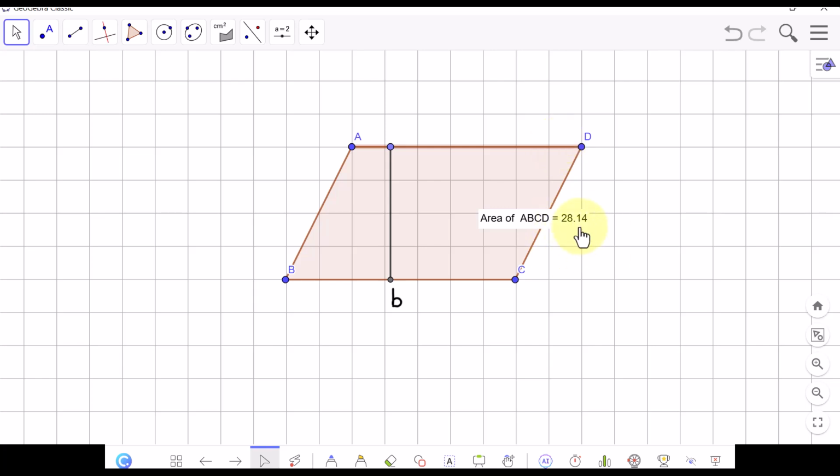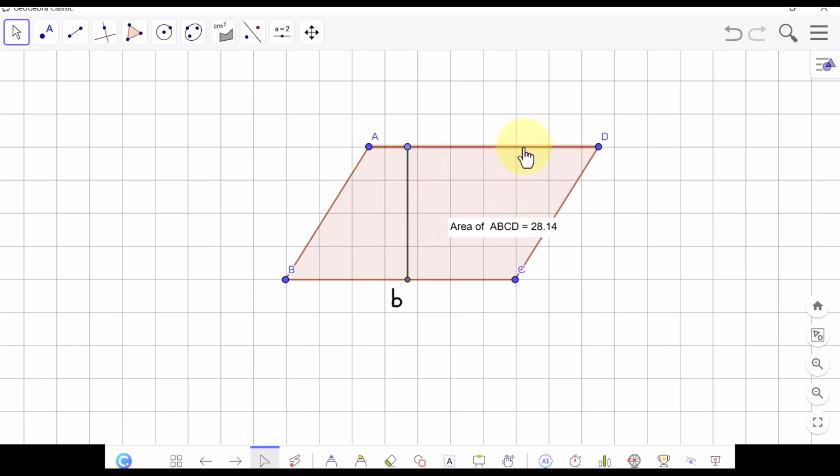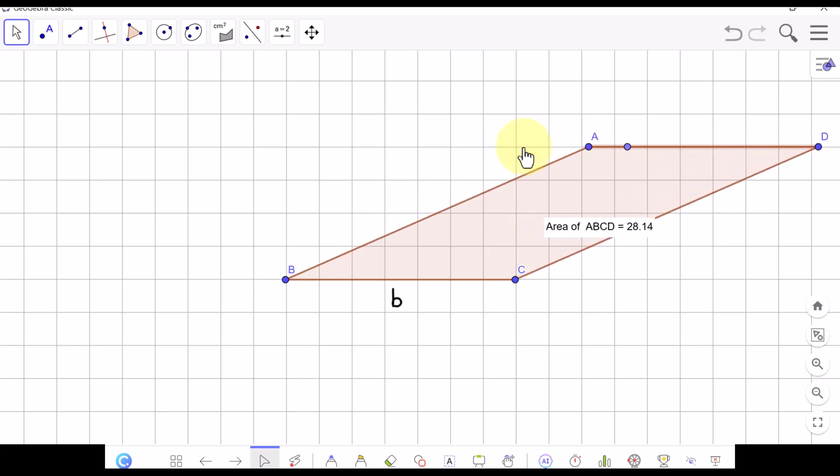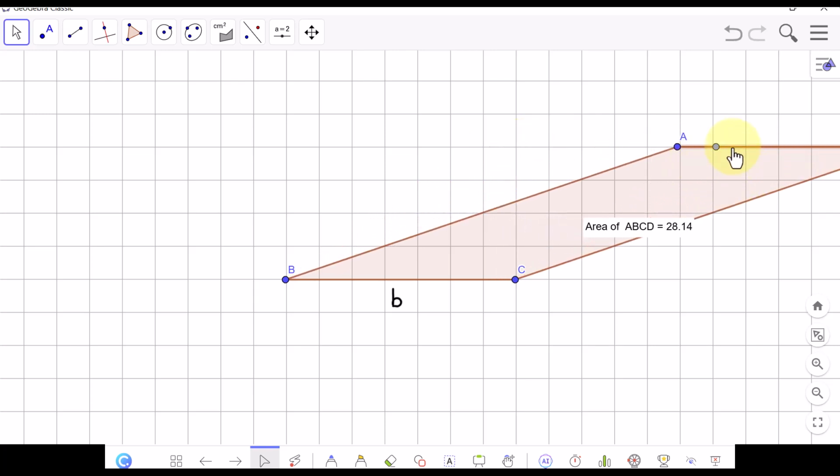Okay, so approximately it is 28. Let's just leave it like that because of time. So now this area will remain the same. Even if I click on this place and slant it very low, you see the area will never change. You know why the area will never change? It is because the height cannot change. The height remains the same.